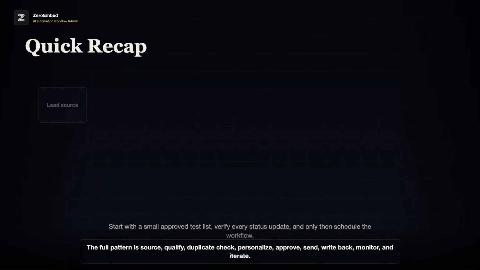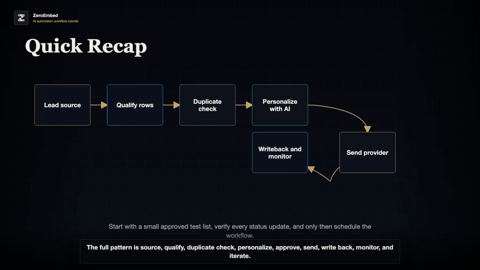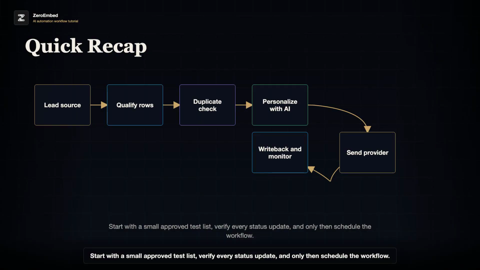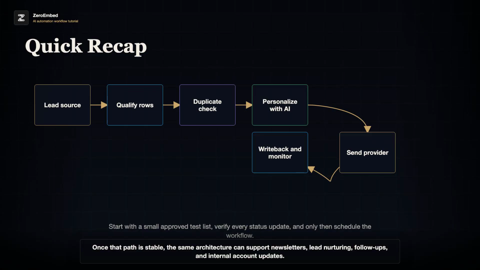The full pattern is source, qualify, duplicate check, personalize, approve, send, write back, monitor, and iterate. Start with a small approved test list, verify every status update, and only then schedule the workflow. Once that path is stable, the same architecture can support newsletters, lead nurturing, follow-ups, and internal account updates.